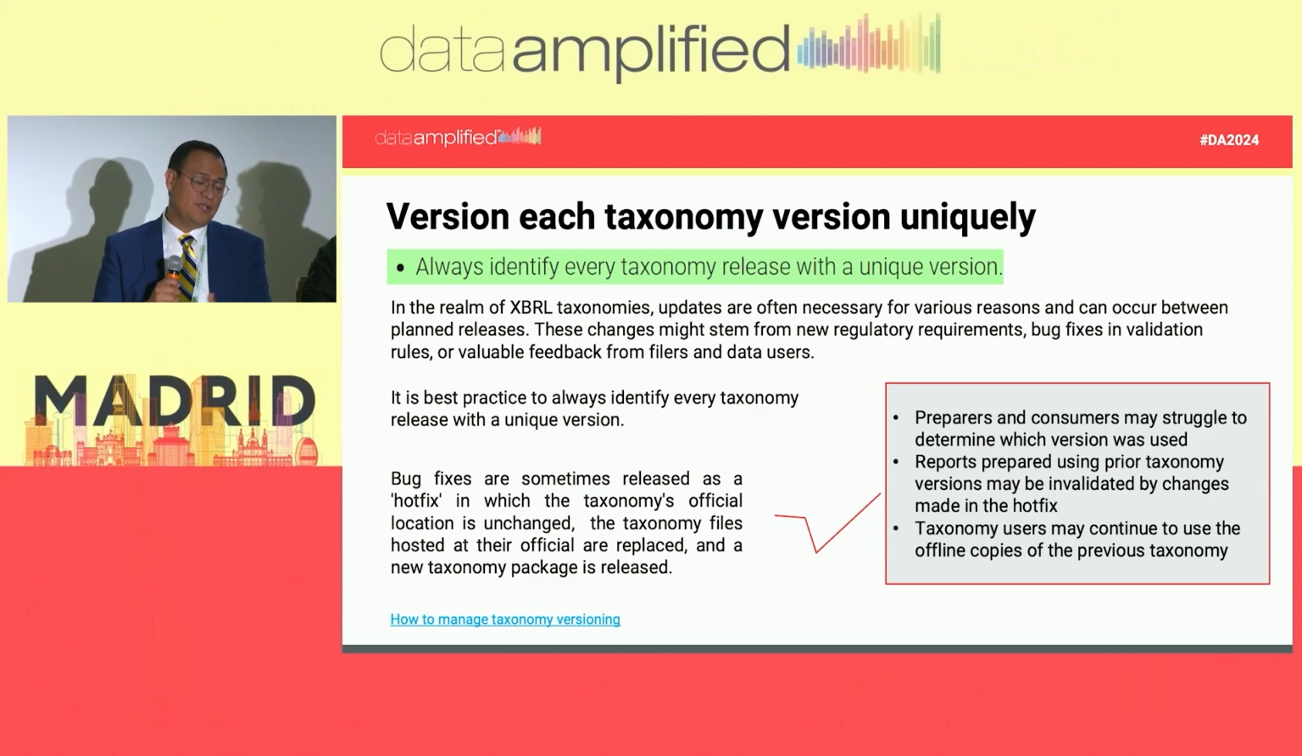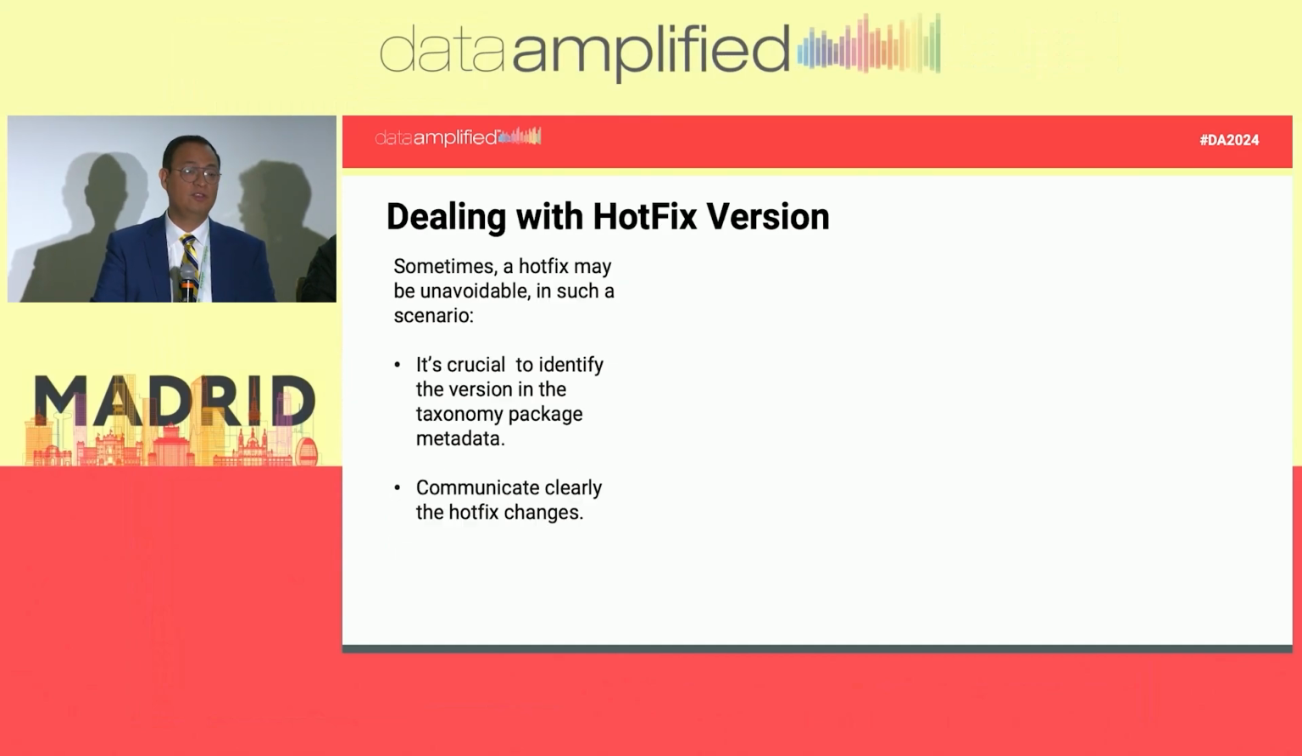And actually, if you look at an instance document that was prepared before the publication of the hotfix and an updated one, it's really hard to tell the difference because the URL for the entry point remains the same. So the best practice here, for dealing with a hotfix version, as Joel mentioned, is that it is crucial to identify the version of the taxonomy using taxonomy packages.